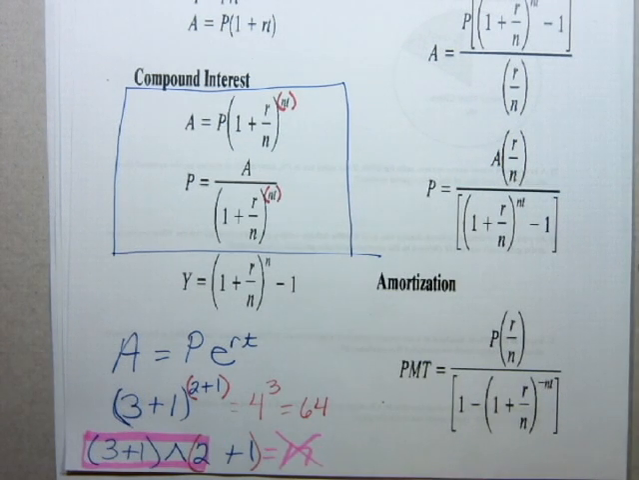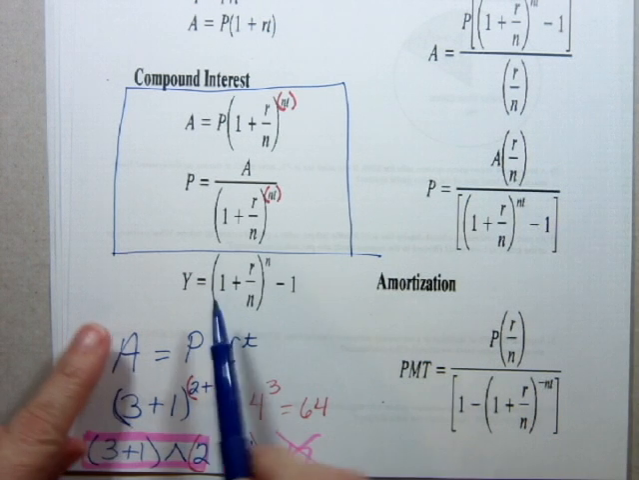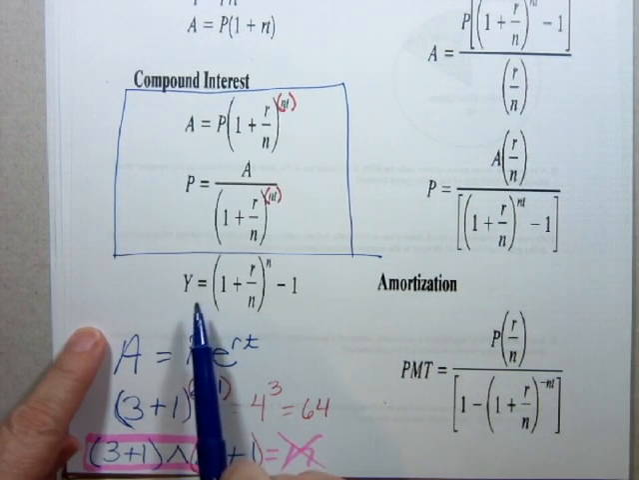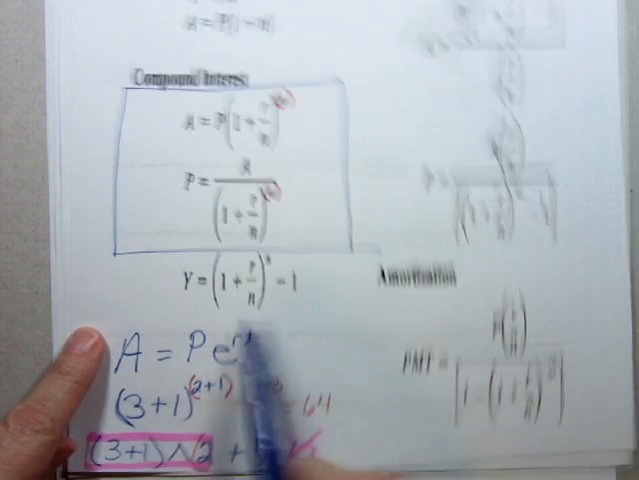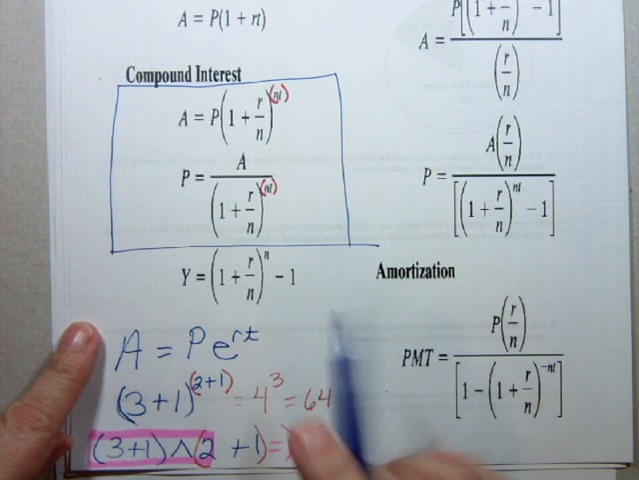Now, let's also talk about this formula real quick. This is your effective annual yield formula. And what it's going to give you is kind of a common denominator of interest rates.